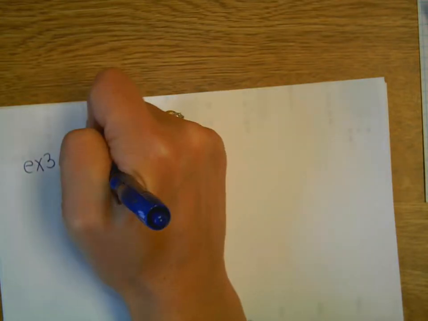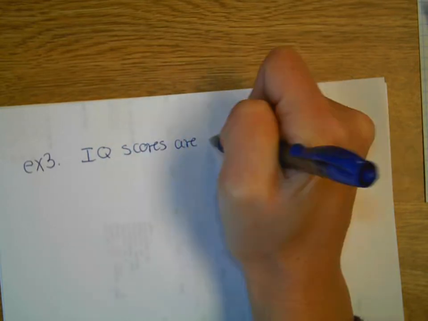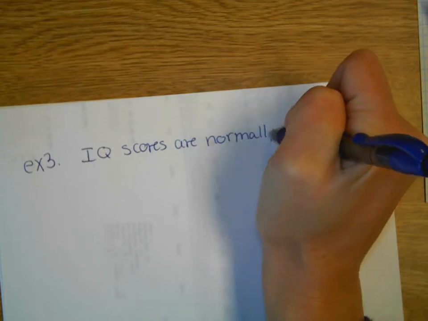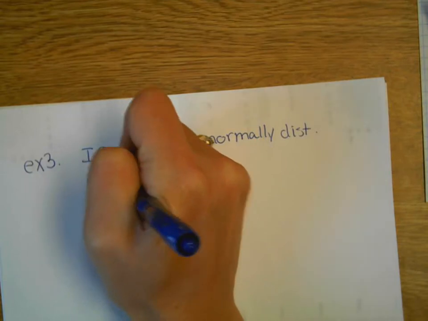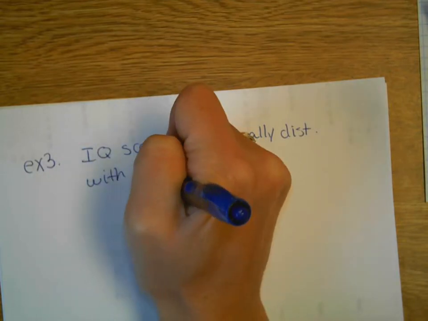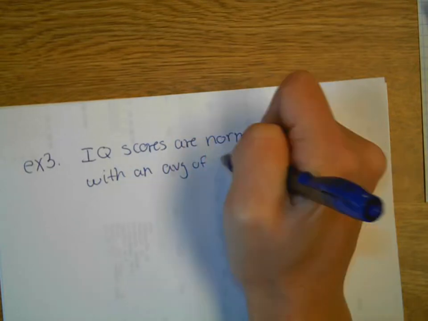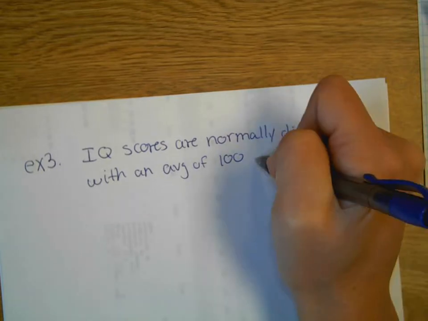Okay, IQ scores are normally distributed with an average of 100 and standard deviation 15.